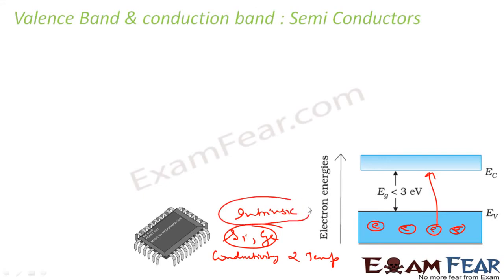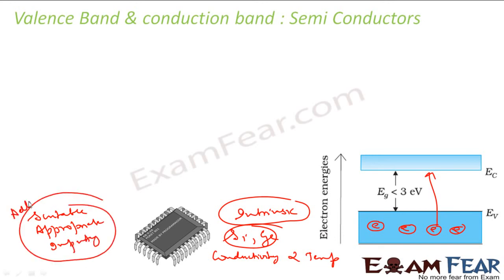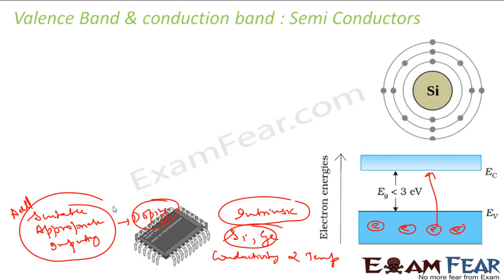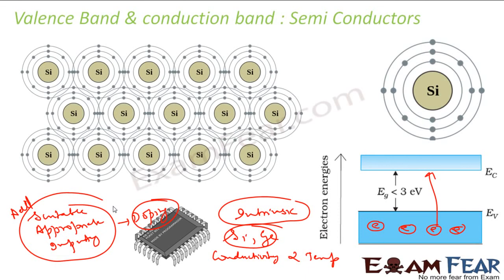They are also called intrinsic. That is, pure. They have very low conductivity, but you can increase the conductivity by adding a suitable amount of appropriate impurity. So here the impurity is helping. That is called doping, right? So you add, please notice, some suitable amount of appropriate impurity. You add this, and this process is called doping. We'll talk about this, right? For example, silicon is a semiconductor, correct?